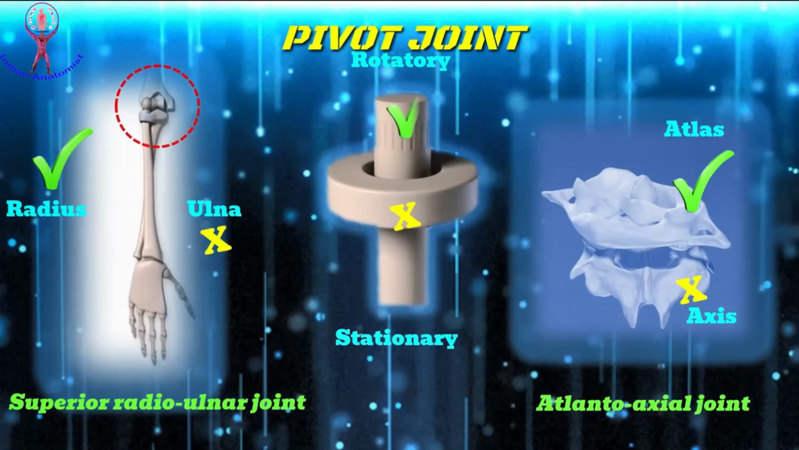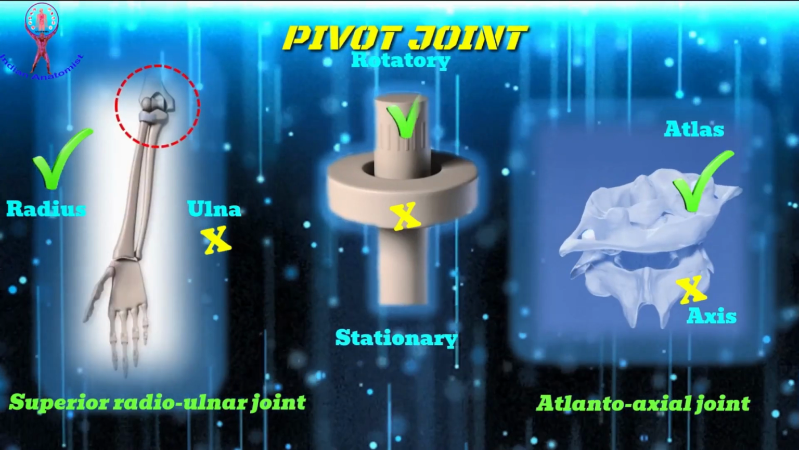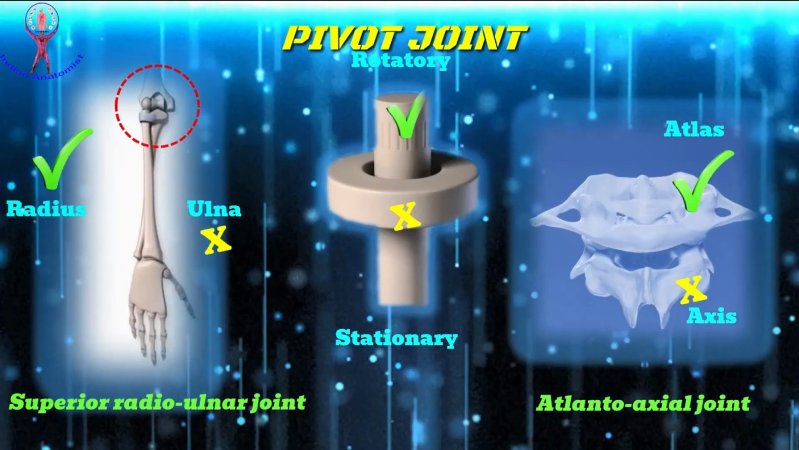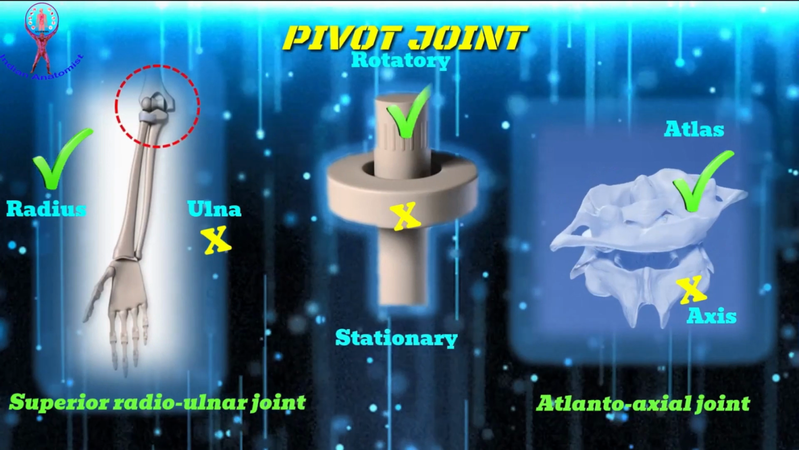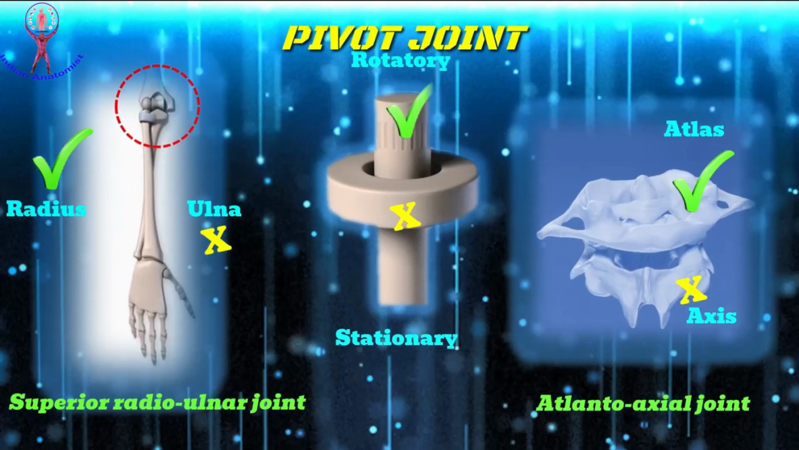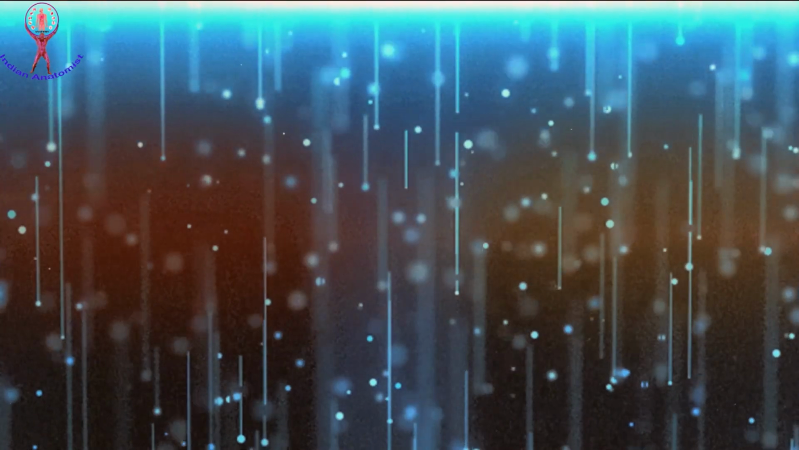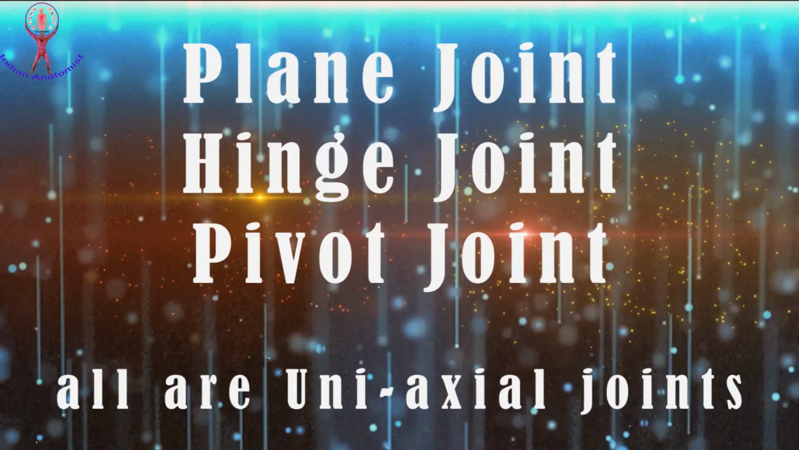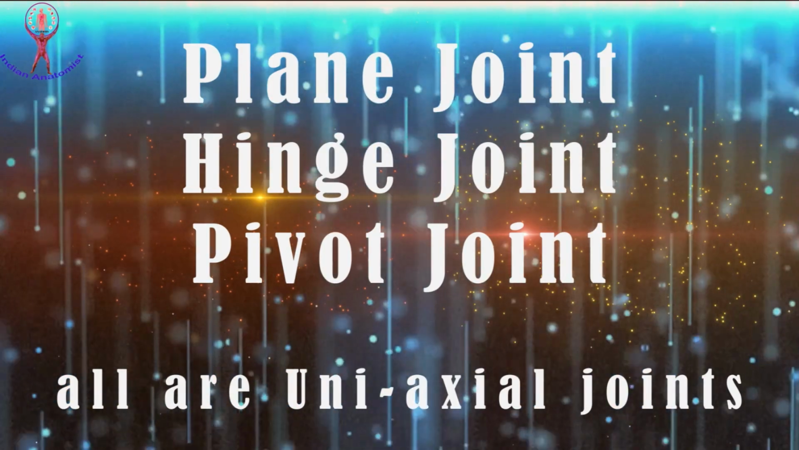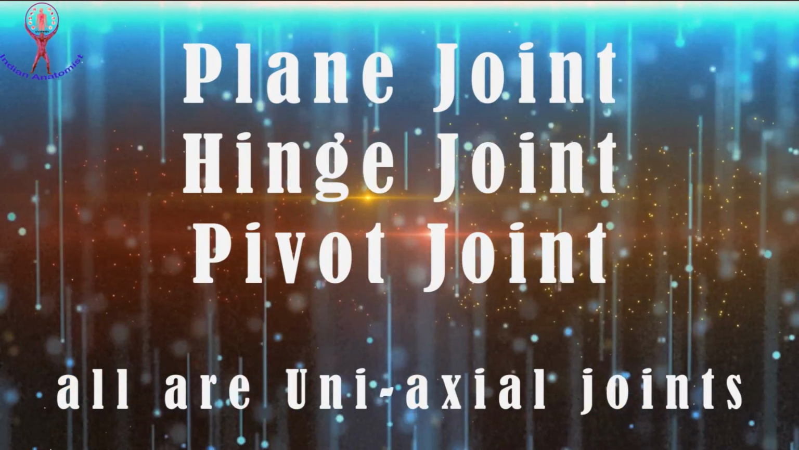Dear students, here I have shown two different types of pivot joints. But both show that one bone is stationary, and another one is rotatory. The cross mark indicates the stationary bone, and the tick mark indicates the rotatory bone. My dear medicos, the last three types of synovial joints we talked about are uniaxial joints, which means that they only move in one direction at a time.